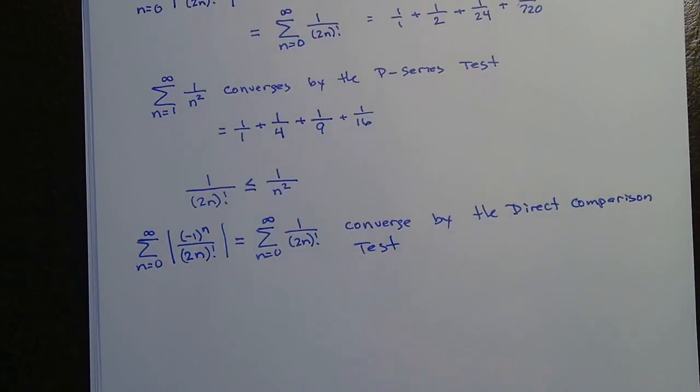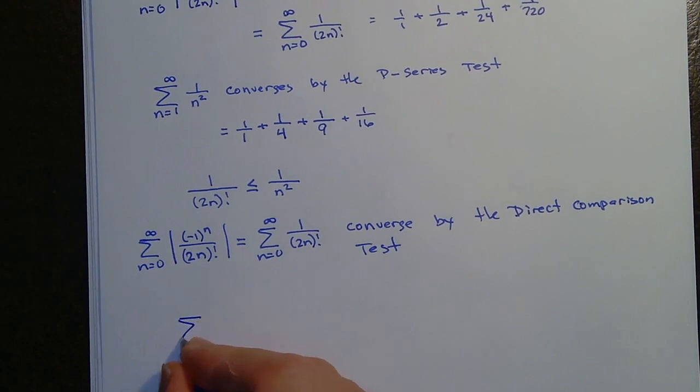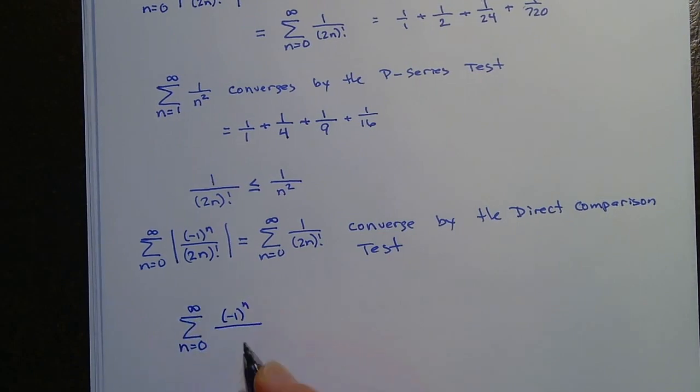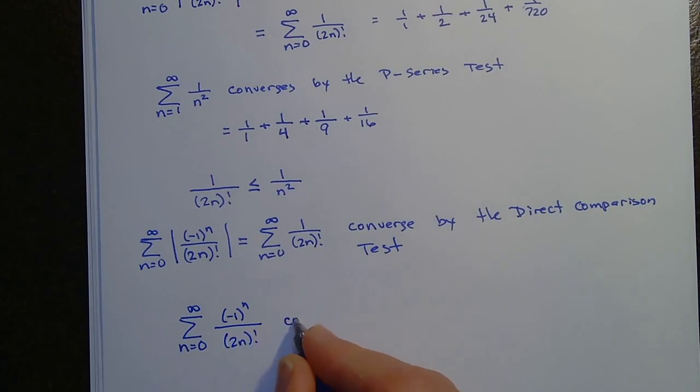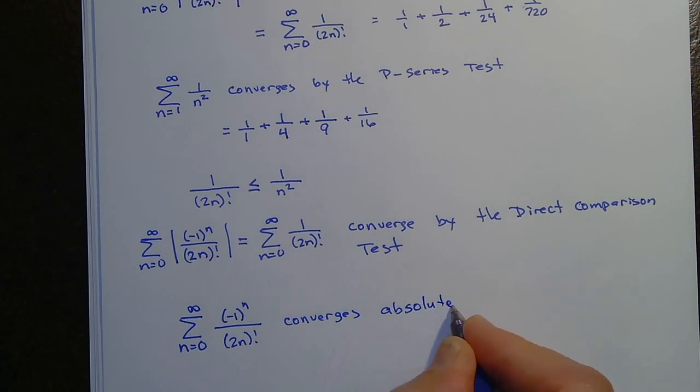And now, because this one's converging, we know the original one converges absolutely, or is absolutely convergent. So we could say the sum from n equals 0 to infinity of (-1)^n over (2n) factorial converges absolutely, or is absolutely convergent. You could say it either way.